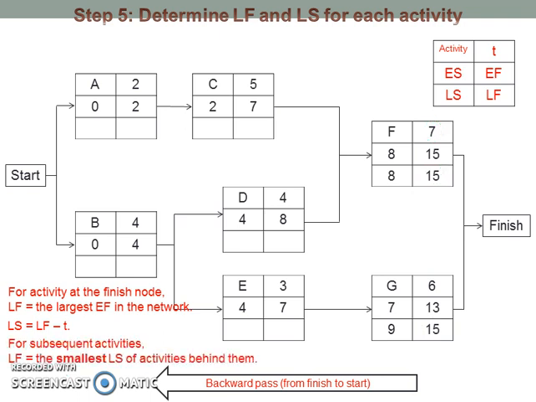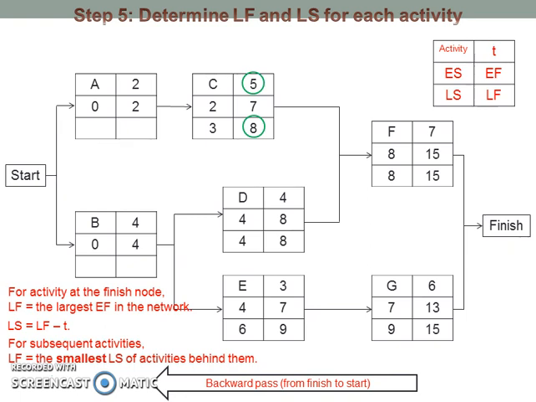For subsequent activities, the latest finish is the smallest latest start of the activities behind them. The activity behind activity E is activity G, and the latest start of G is 9, so the latest finish of E is 9. The latest start of the subsequent activities is determined in the same manner, that is by subtracting the expected time from the latest finish. For activity E, the latest start is 9 minus 3, which is equal to 6. The activity behind activity D and C is activity F, and the latest start of F is 8, so the latest finish of D and C is 8. For activity D, the latest start is 8 minus 4, which is equal to 4. For activity C, the latest start is 8 minus 5, which is equal to 3.